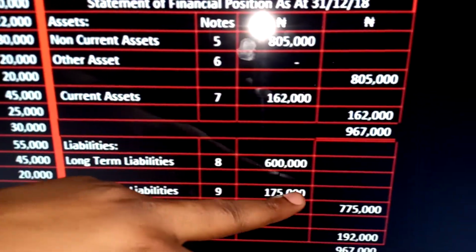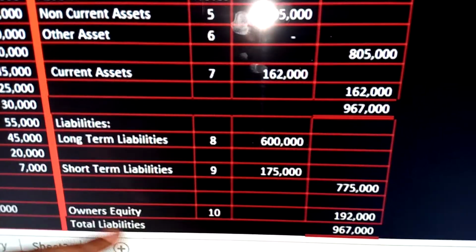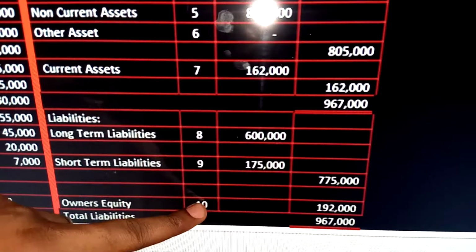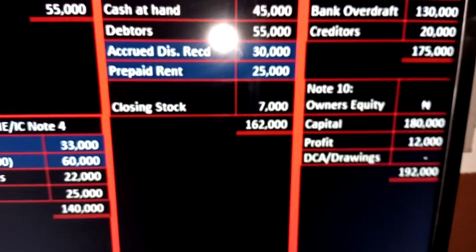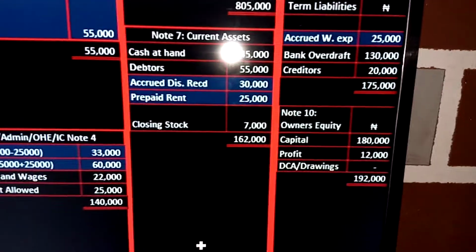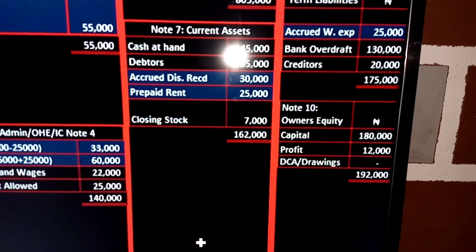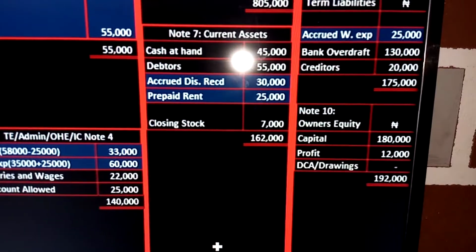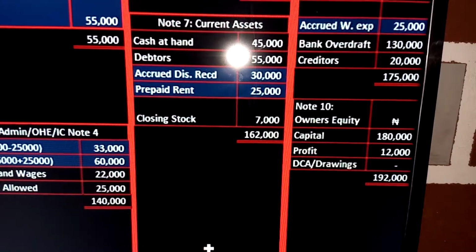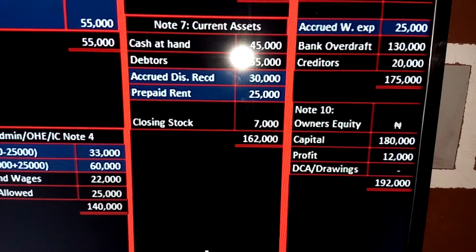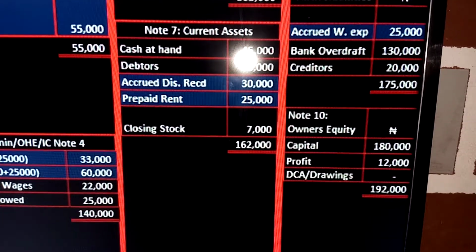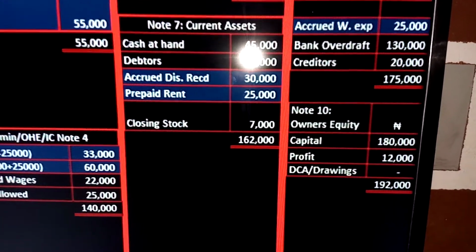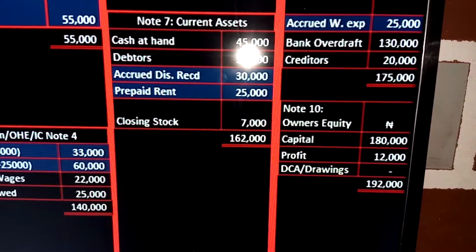Short-term liability, 175,000. The next one is owner's equity, note 10. I already explained to you that your owner's equity is a function of the capital and any profit or loss made. So your capital can increase or decrease. If you make profit, it will increase. If you make loss, it will decrease. And if you withdraw anything for your personal use, it will affect it as well.